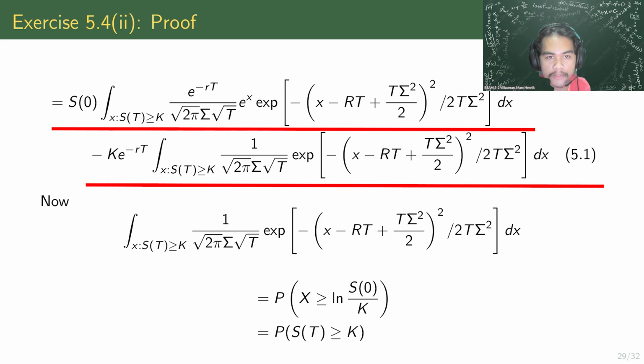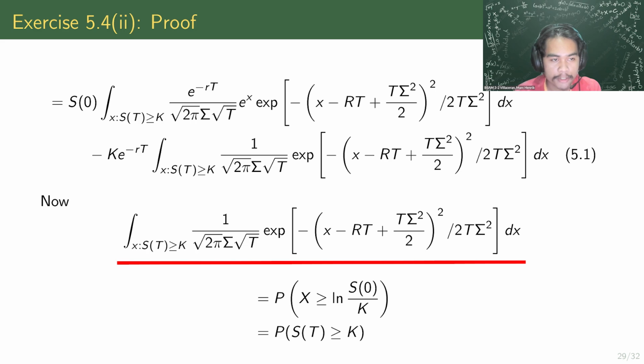the region S(t) ≥ K of 1 over √(2π) σ√t, multiplied by e^x times the exponential of -(x - (rt + tσ²/2))² over 2tσ² dx.